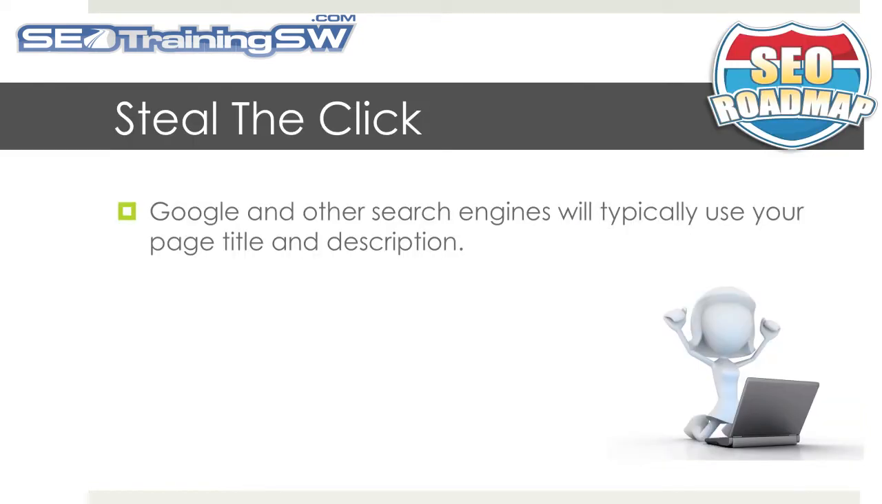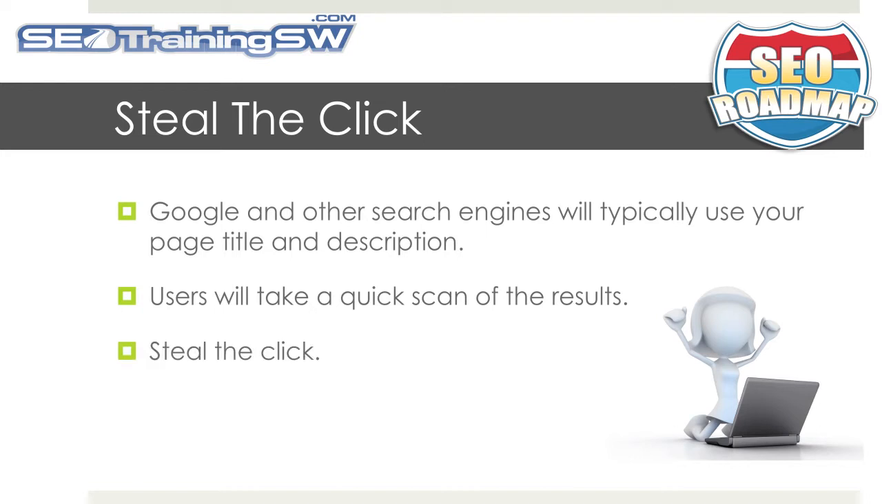One of the first things that you need to understand about your page titles and meta description is this is what Google and the other search engines will typically use when listing your web page into their search results. Therefore, when your website listing appears in the SERPs, along with your competitors, your prospective customers will be taking a quick scan of the results to make their decision on what website to visit. Page titles and descriptions that have interesting and compelling content can actually steal the click away from websites that rank higher, which may have boring or non-descriptive page titles.